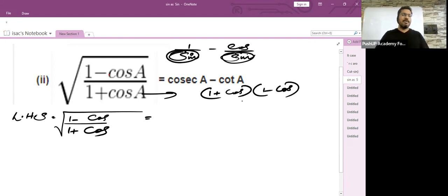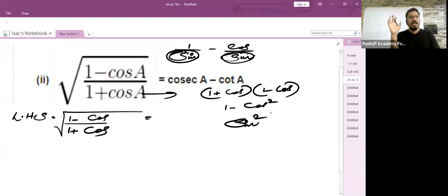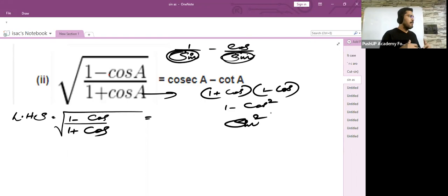And what is 1 plus cos into 1 minus cos? It is 1 minus cos square. And 1 minus cos square is what? Sine square. When that square and square root get eliminated, you will get the sine function. So even in the board exam, if you're not able to predict what to multiply with, just go with this technique. Okay, fine, children.